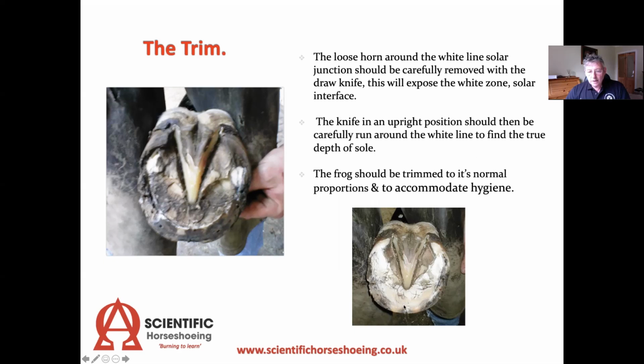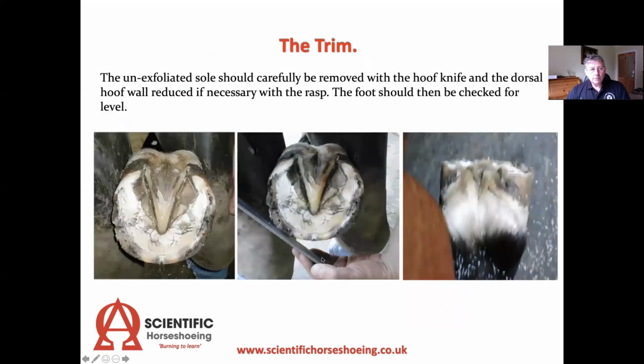This allows you to assess how much you can reduce the foot in height and how much you can come back and dress the foot back. The frog should be trimmed so it's normal proportion and to accommodate hygiene. Not forgetting we need to identify the true point of frog. The unexfoliated sole should carefully be removed with the hoof knife and the dorsal wall reduced, if necessary, with the rasp. The foot should be taken and checked for level.